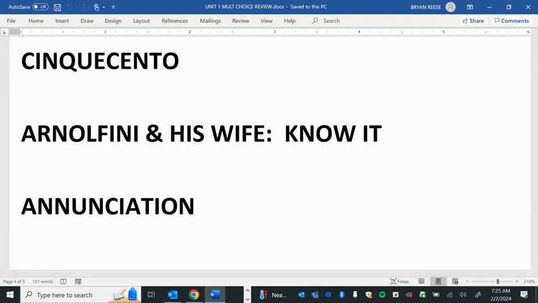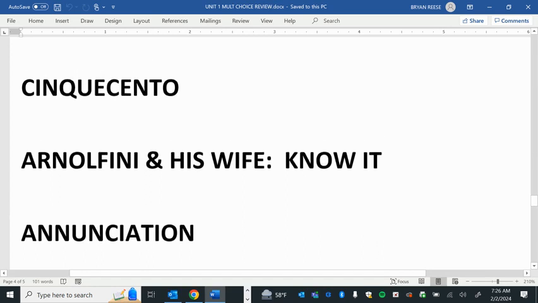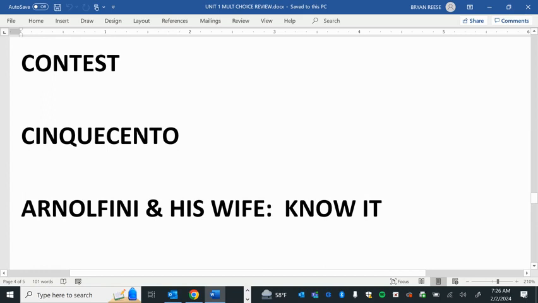The word Cinquecento is on the test. What does Cinquecento mean? Now, for the contest. To be fair to you guys, I want you to know who won the contest. I'm also showing you both artworks from the contest, and you need to be able to identify which one it is by picture. And you need to know who the artist was.